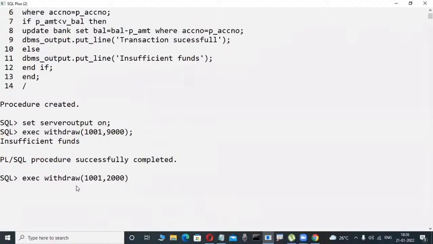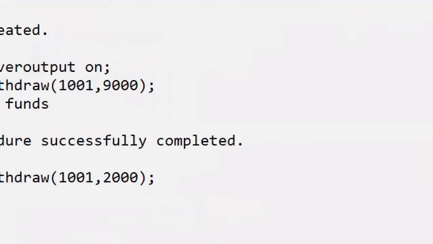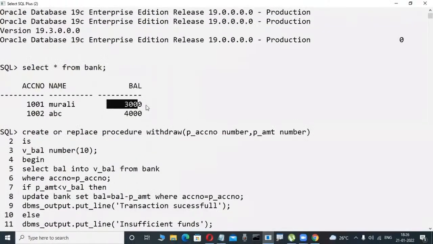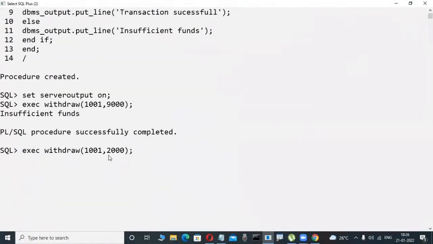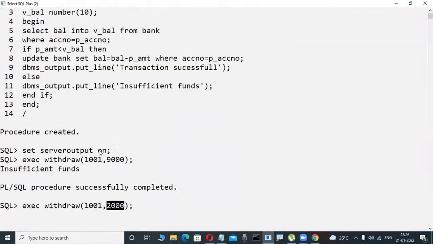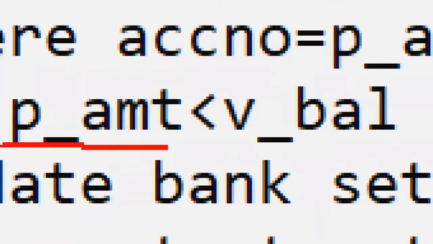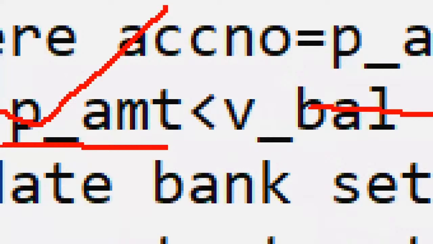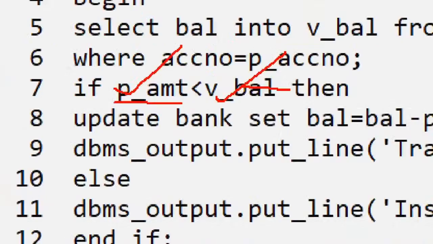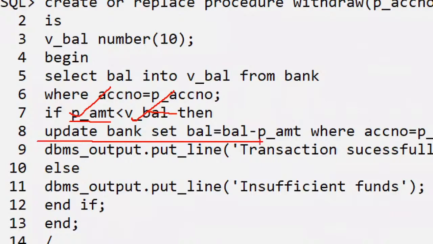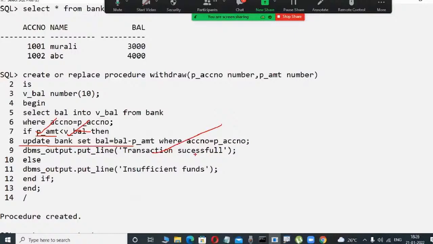Possible? Possible. Why? Because my balance is 3,000, but I try to withdraw only 2,000. So whenever your passed amount, 2,000, is less than the available balance, in this case 3,000, here this 2,000 is less than 3,000. I am updating the bank table only. Bank updating is modifying that. The transaction is successful. Now, really correct.